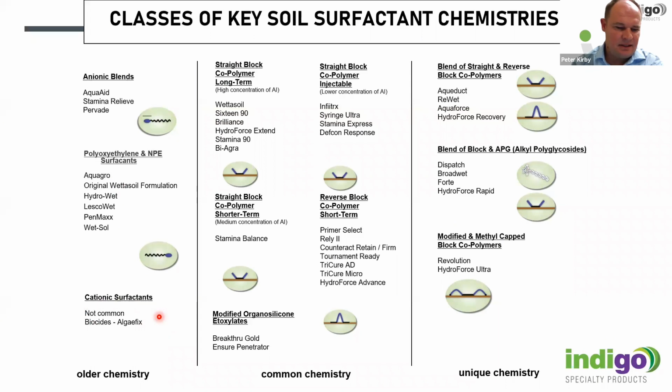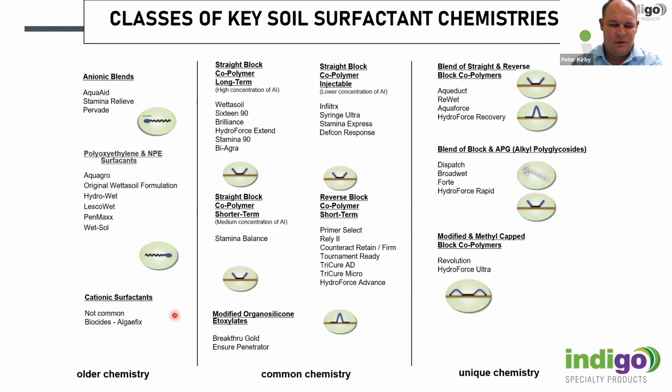Cationic surfactants, as I said, are more biocidal. They don't have so much activity in terms of soil processes within the soil. They also compete for nutrients on soil particles, so they're not really seen as ideal for soil wetting.